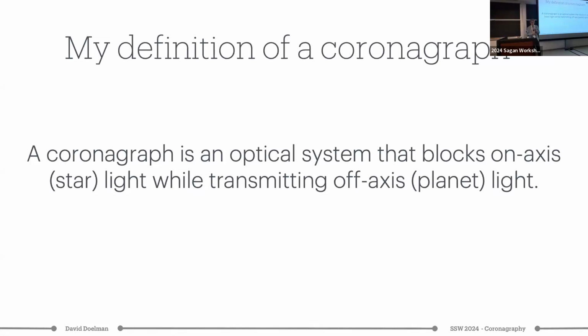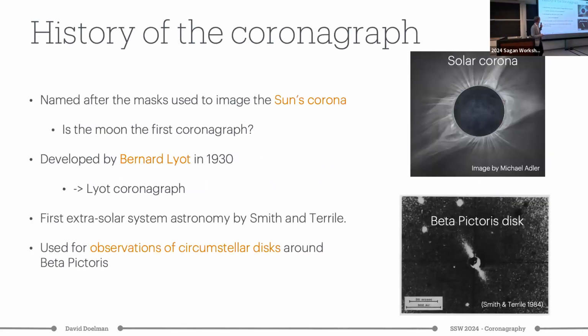This seems simple enough. Is it simple? Well, we'll see. So maybe just the history. A coronagraph is named after the optics used to image the solar corona. In essence, the moon is maybe the oldest coronagraph. First you could only look at the corona of the sun when there was an eclipse. Traveling around is fun, but you also want to see the sun and the corona at higher cadence and for longer times. So this is why people started thinking about optics to remove the light of the sun.